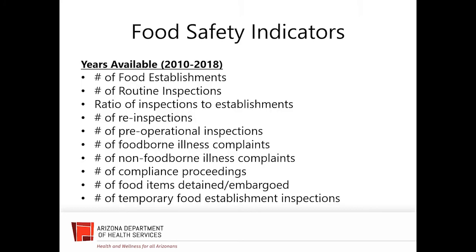One of the unique data sets we have on our Data Explorer is our food safety indicators. Data is taken from the ADHS Food Safety and Environmental Services Annual Report. Data captured in our portal is from years 2010 through 2018 and displayed at the county level. Measures include number of food establishments, number of routine inspections conducted by year and county.